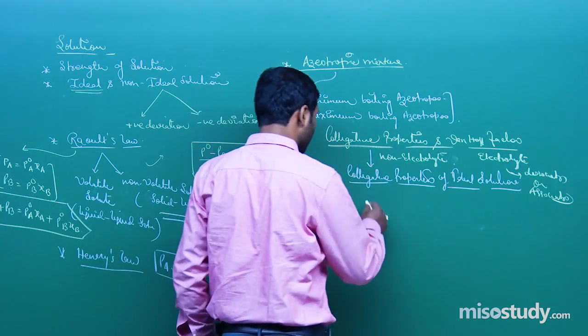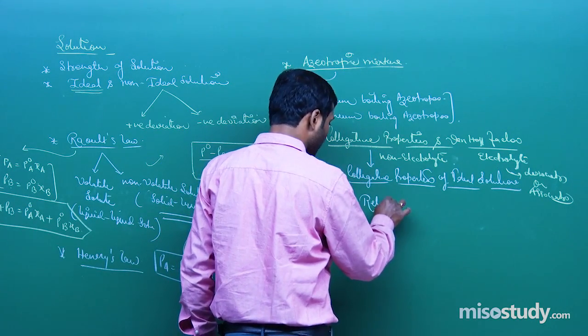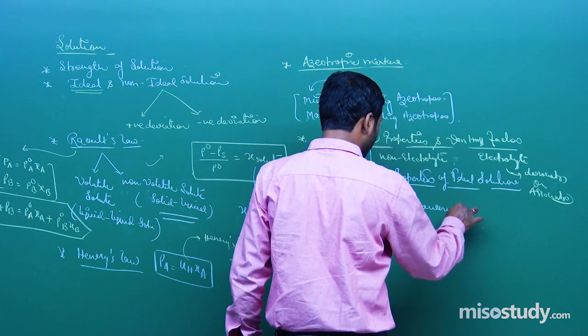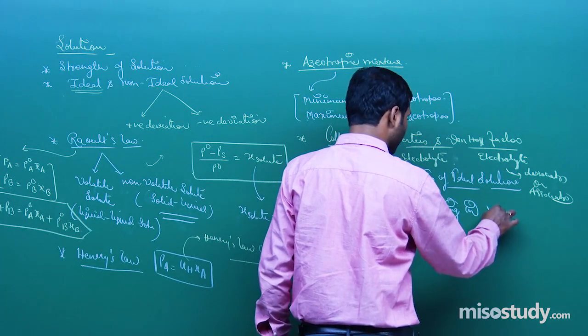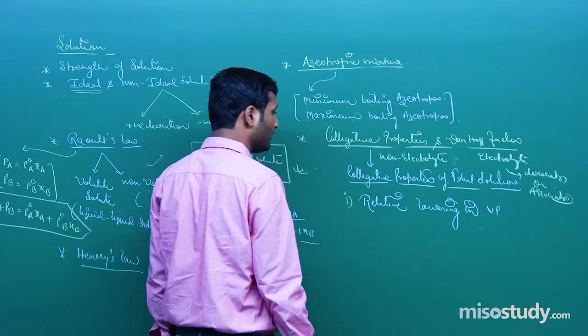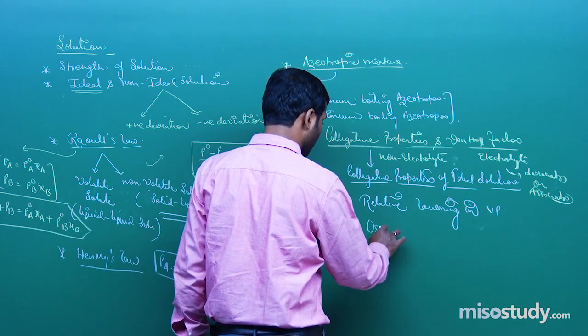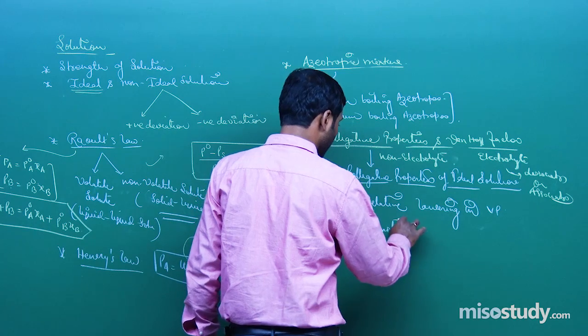There are 4 colligative properties we know. First one is relative lowering in vapor pressure. Again I am repeating, relative lowering in vapor pressure. Second one is osmotic pressure.